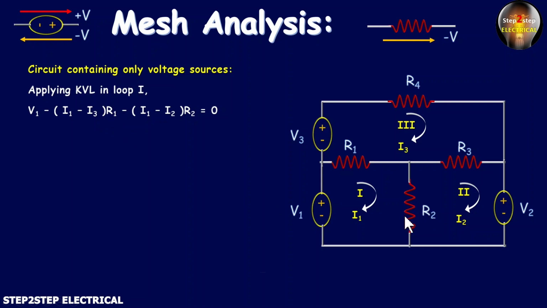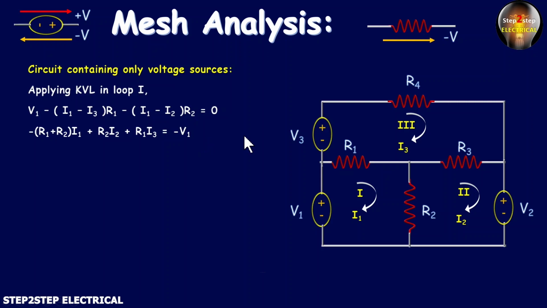Similarly, for this R2, we will write I1 minus I2 because we have given the priority to this I1 current for loop 1. On simplifying, we can write minus (R1 plus R2) into I1 plus R2 into I2 plus R1 into I3 is equal to minus V1. So this is the first equation.